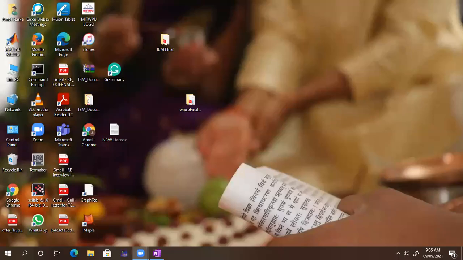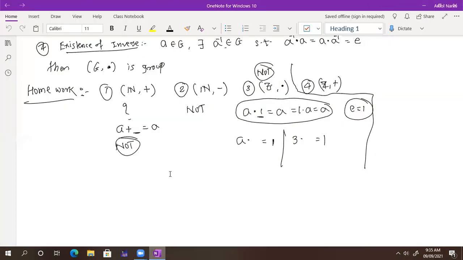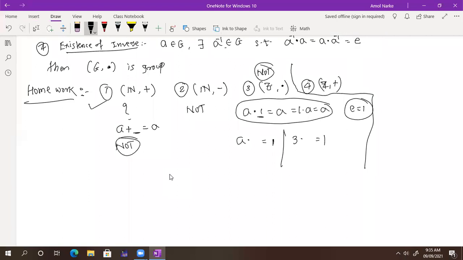Today's lecture we are going to discuss what is the integer modulo n group. Is my screen visible to everyone? Yes, sir. Okay, this is the example I gave you as homework in the last to last lecture: whether the first one is a group, whether the second one is a group, the third, or the fourth. I hope you have a good idea about this.